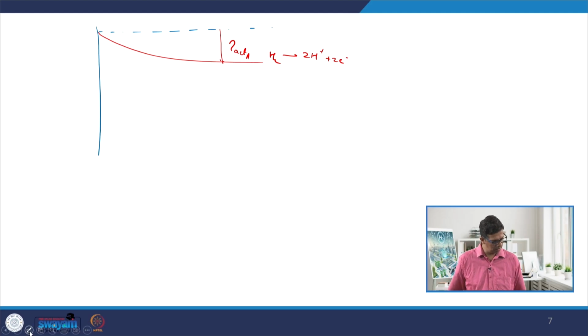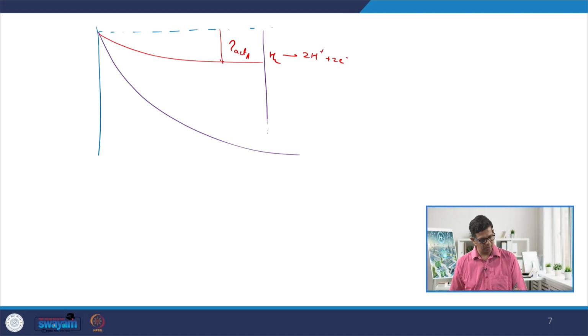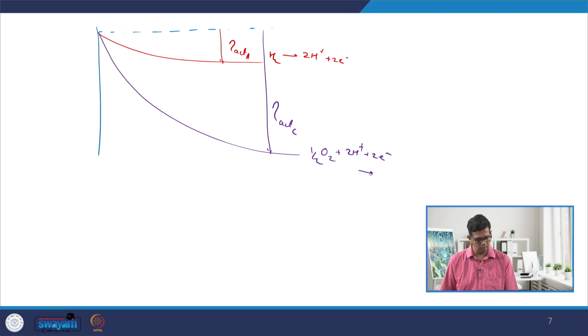And how does it look for the cathode? Cathode, as I mentioned earlier, the activation overpotential for the oxygen electrode is far more compared to that of the anode. So, it will have more overpotential. So, this is the activation of the cathode, which has oxygen reacting with protons plus electrons to form water.